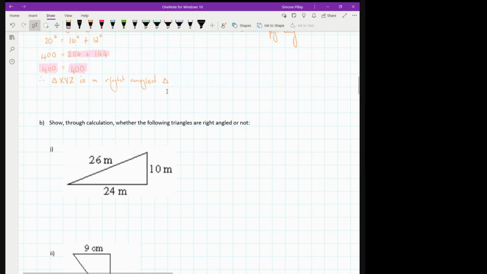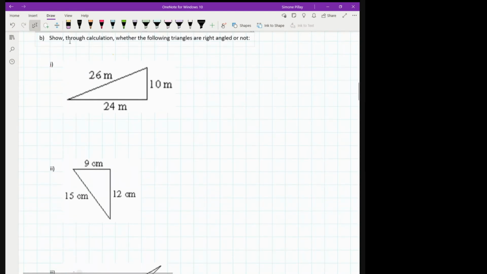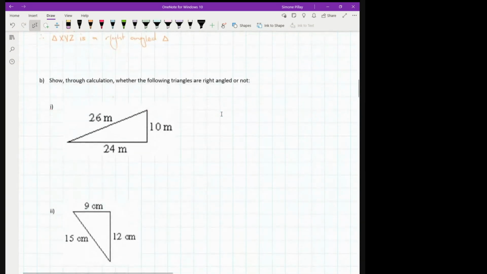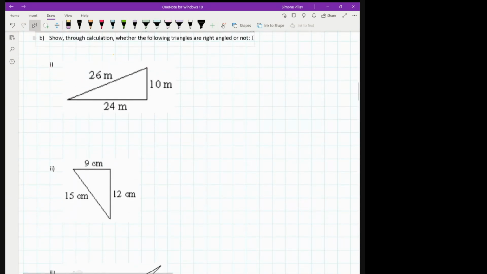Let's try another one. Okay, I'll put up these two, and it says show through calculation whether the following triangles are right angled or not. And again, let's see, when do I know I can use the converse of Pythagoras? Well, the first requirement in pink is I must have all three sides, and I must be required to prove that there's a right angled triangle. And here, my question was to prove whether they are right angled triangles. And I see for both of these triangles, I have been given all three lengths. And so I am going to use the converse theorem of Pythagoras.